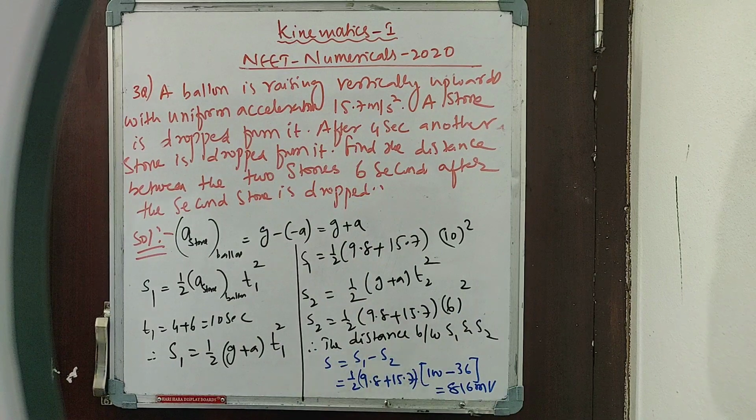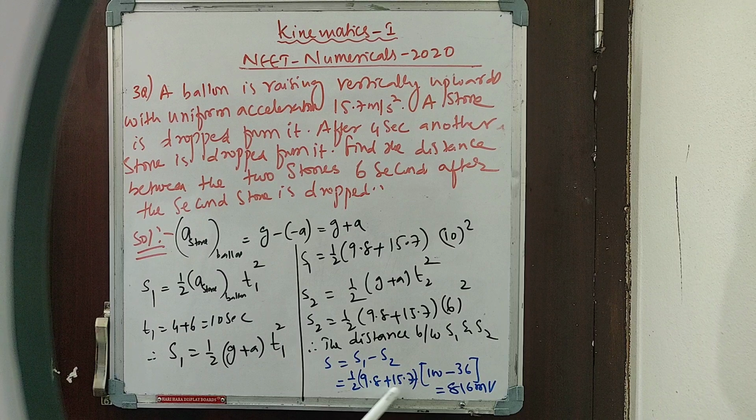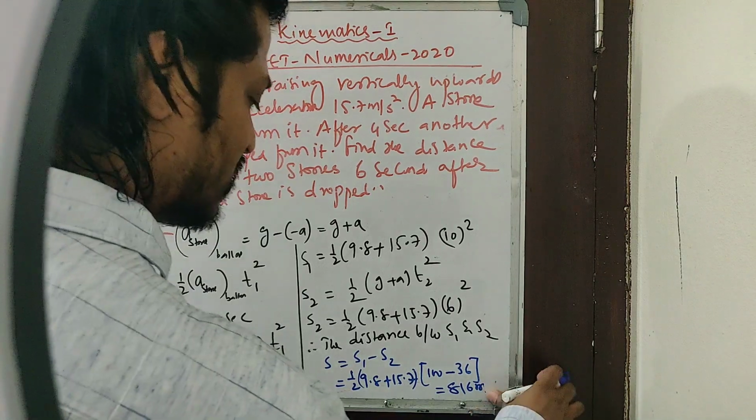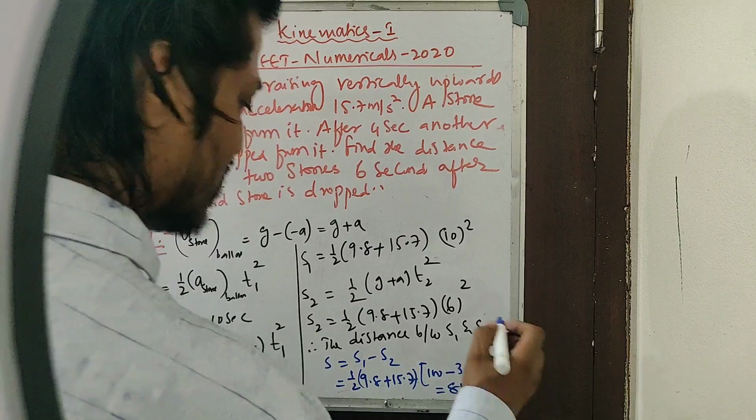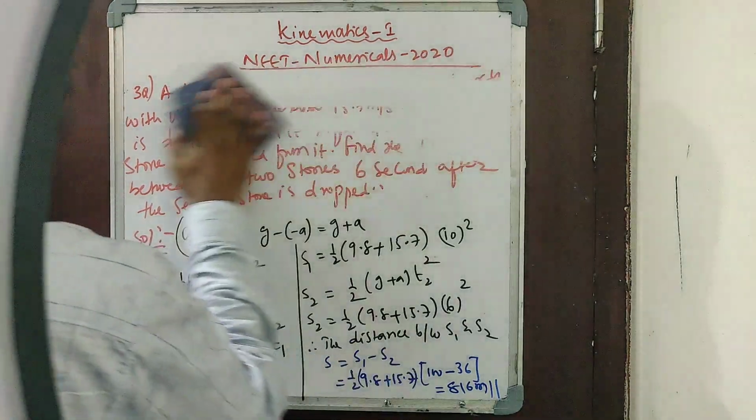So S1 minus S2 part of the relation. This one is nothing but larger. So S1, half of 9.8 plus 15.7 will be common. So it is 100 minus 36. Simplified, you will be getting 816 meter per second. This one is nothing but 18 meters. Now distance is asked, so that will be your answer for the given condition. 816 meters. Clear for everyone? Sure. Let us try to go for the next question.